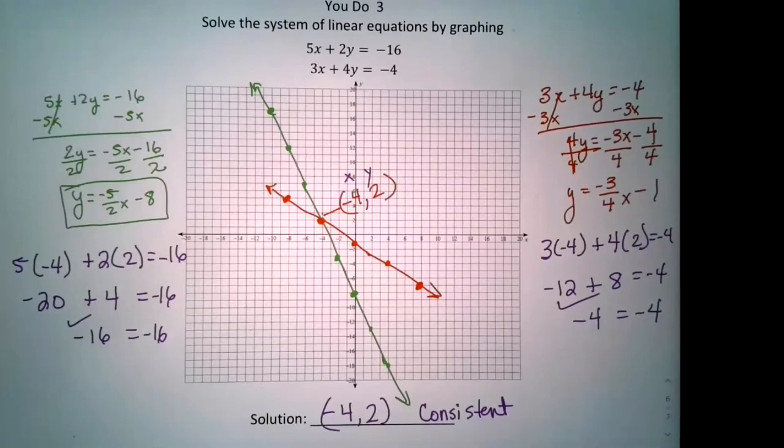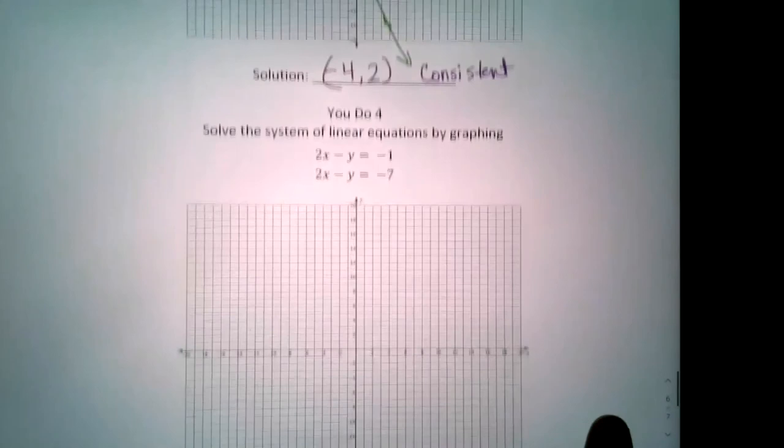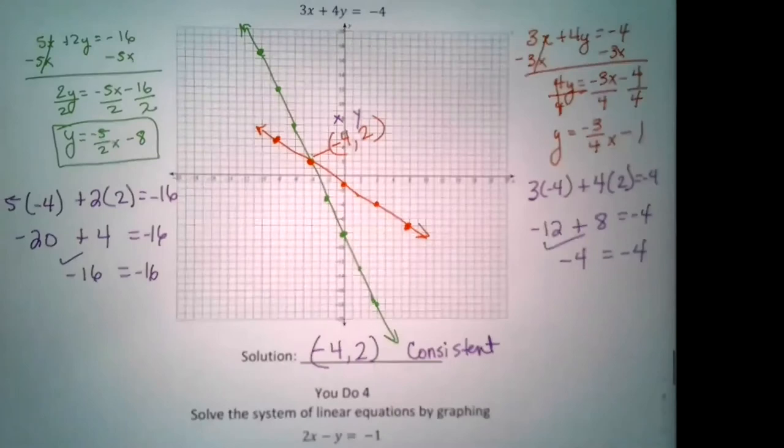Hope you understand again why it's necessary to know how to graph these lines as well. All right. Let's look at the next set. Everybody got that one? So it's consistent, has one solution, and that solution is at negative 4 and 2.